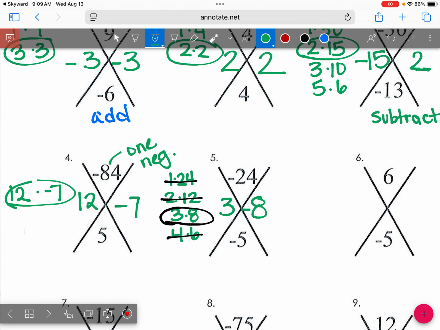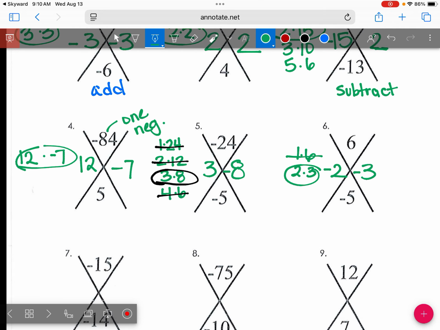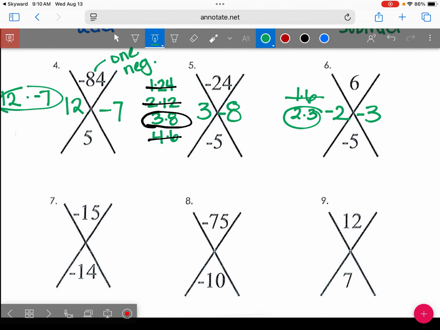All right, lastly, 6. We can do 1 times 6, or we can do 2 times 3. When I add 1 and 6, I get 7, so it can't be that. But 2 and 3 add to give you 5. And what do I know about the signs of both of those numbers? They have to both be negative. All right, I'm going to give you about 2 minutes to try to do the bottom row by yourself.